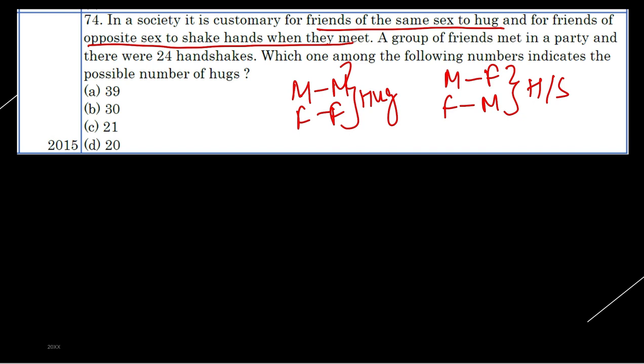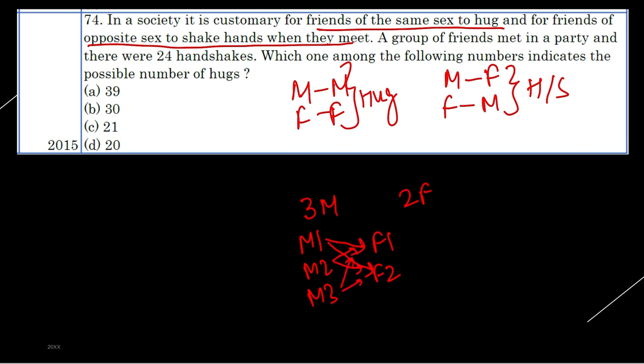Now suppose I ignore this question. I ask you, you have 3 males and 2 females: male 1, male 2, male 3, and female 1 and female 2. How many handshakes are possible? Male 1 can shake hands with female 1 and female 2. Male 2 can shake hands with these 2 people as well. So there are a total of 6 ways, right?